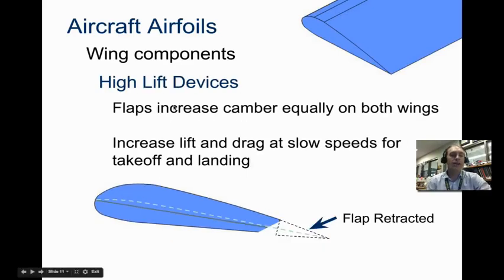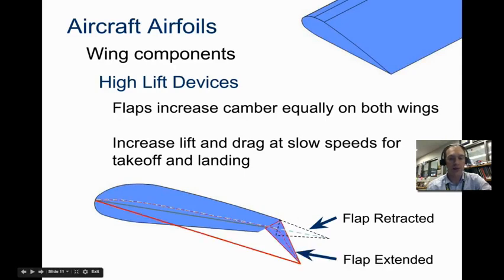So a high lift device, flaps will increase the camber equally on both wings, and they increase lift and increase drag at slower speeds for takeoff and landing. So if the flaps are retracted, if they're not being pulled down, so in a normal situation, then you have this nice smooth flow here. But if they're extended, then it drops down.